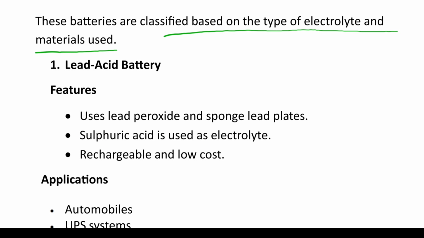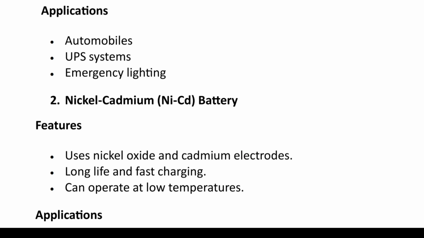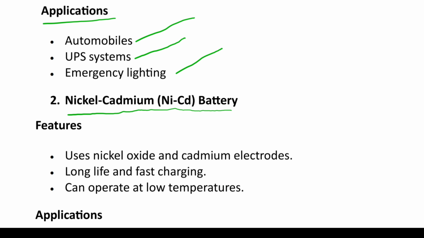One is the lead acid battery. Coming to the features of the lead acid battery, it uses lead peroxide and sponge lead plates, and it consists of sulfuric acid as the electrolyte. It is rechargeable and has a low cost. Coming to the applications, you can use it for automobiles, UPS systems, and emergency lighting. Next is the nickel cadmium battery.